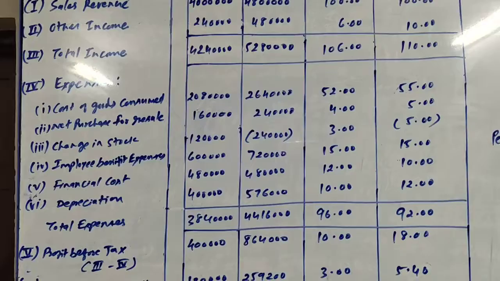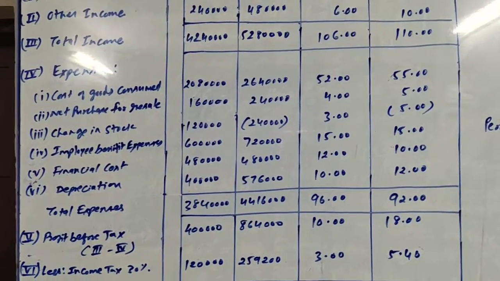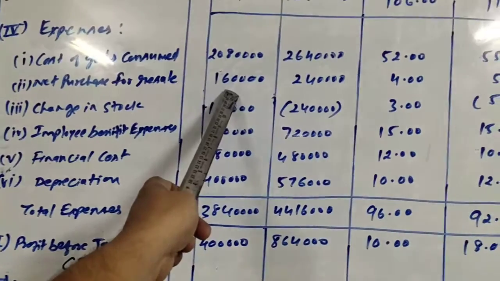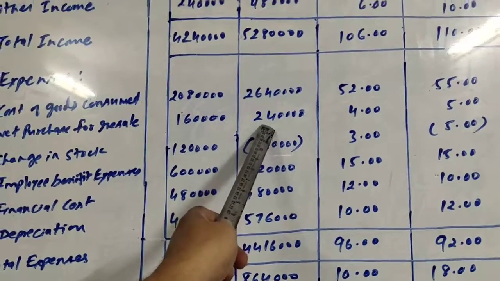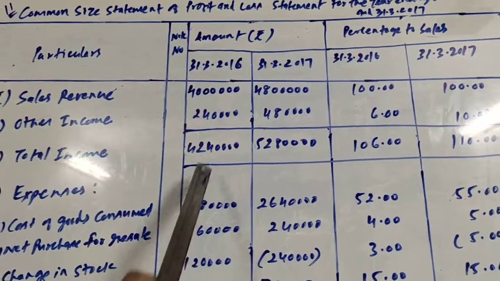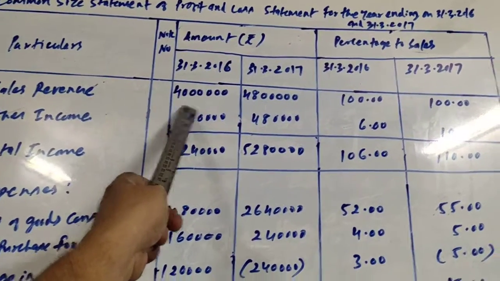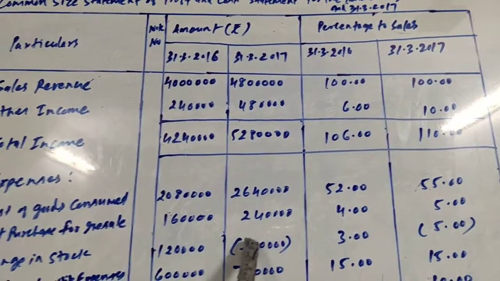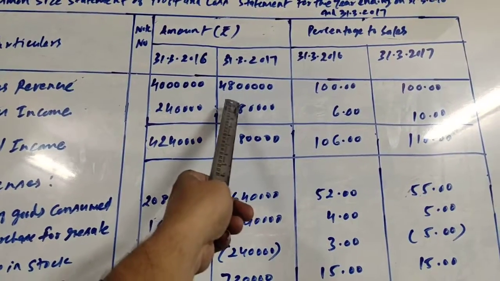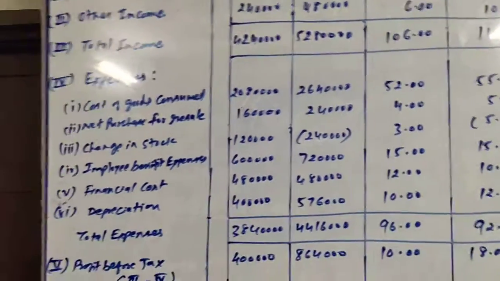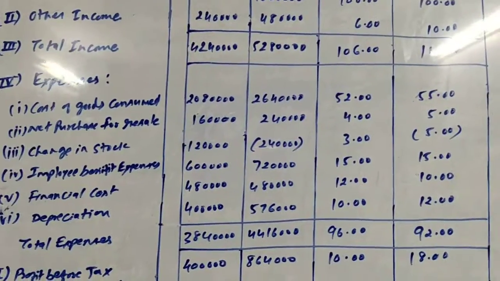Okay, now net purchase for resale is given as 1,60,000 and 2,40,000. When we convert this into percentage, 1,60,000 divided by 40 lakh into 100, we get 4%. And 2,40,000 divided by 48 lakh into 100, we get 5%. So this is how the calculation is done.